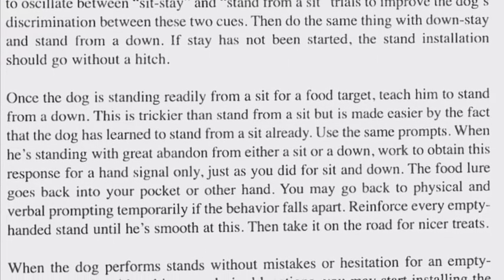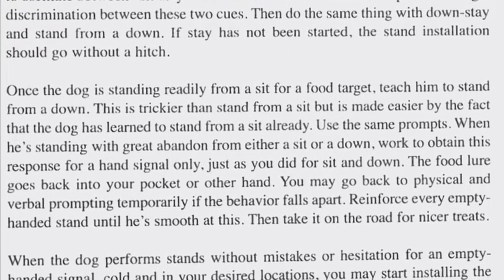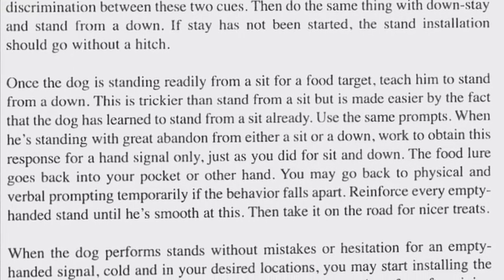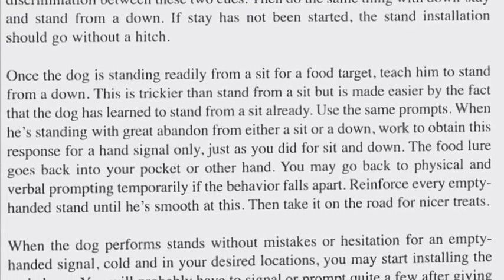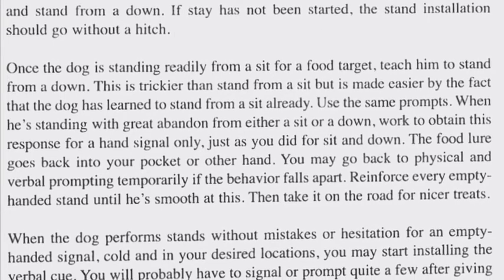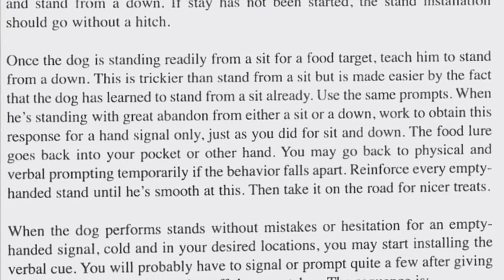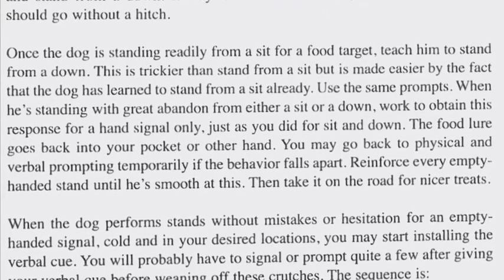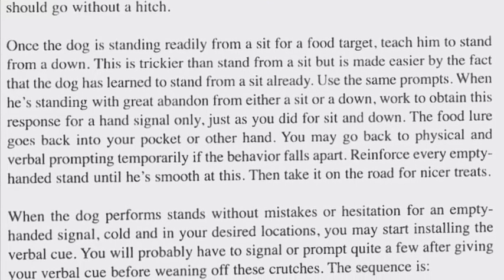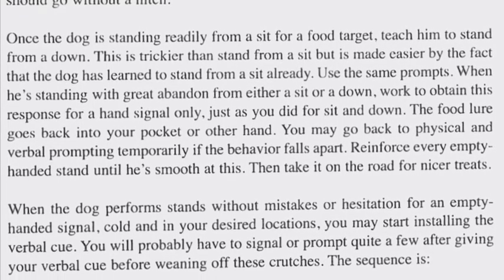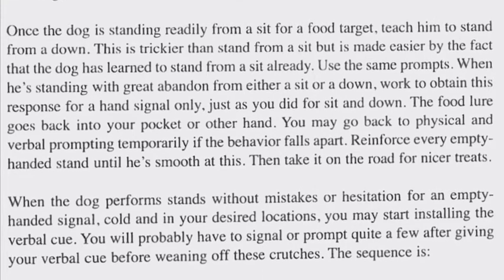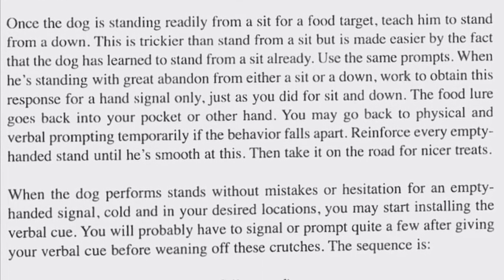Once the dog is standing readily from a sit for a food target, teach him to stand from a down. This is trickier than stand from a sit, but is made easier by the fact that the dog has learned to stand from a sit already. Use the same prompts. When he's standing with greater abandon from either a sit or a down, work to obtain this response for a hand signal only, just as you did for sit and down.